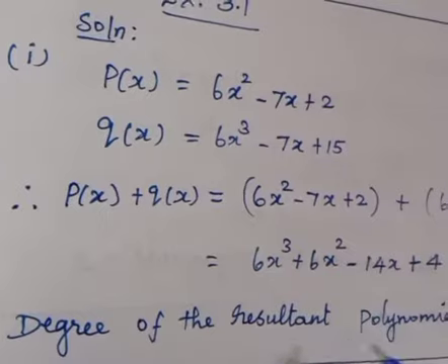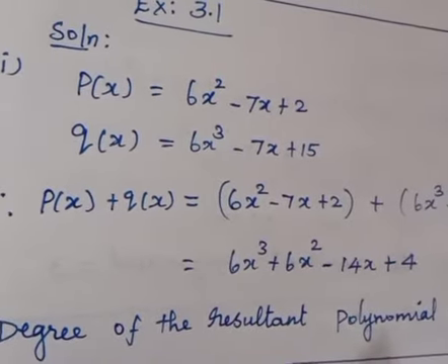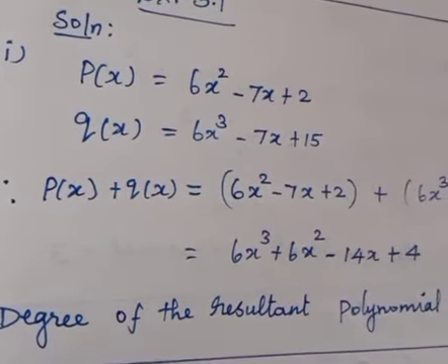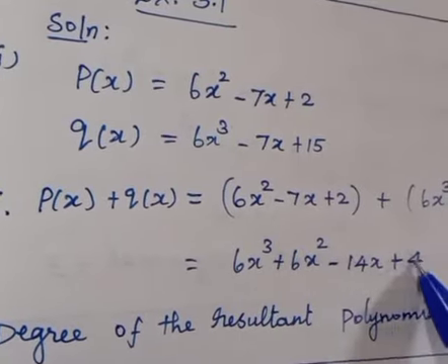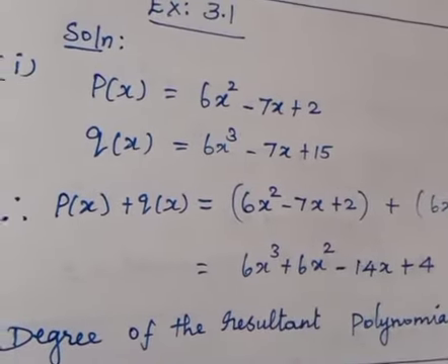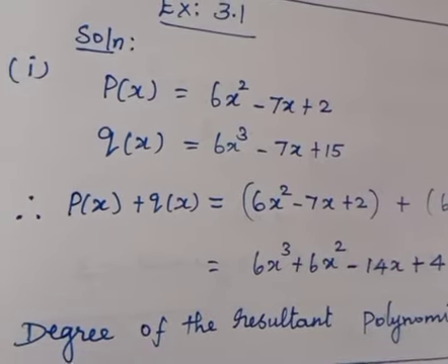So the degree of the resultant polynomial is equal to 3. How do you say it is 3? Because in this expression the highest power is 3. So degree is equal to 3.